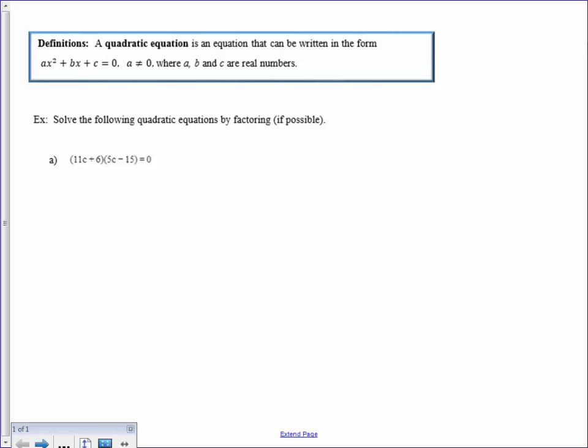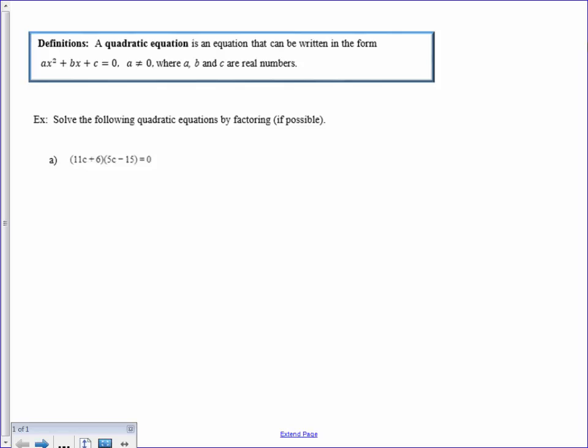We will now talk about solving quadratic equations. The first thing you need to do is recognize when something is quadratic. And we have here at the top a definition, and it says that a quadratic equation is an equation that can be written in the form ax squared plus bx plus c equals 0, where a is not 0 and where a, b, and c are real numbers.